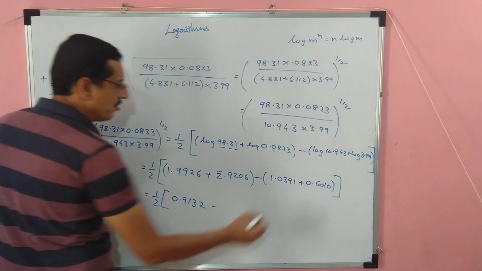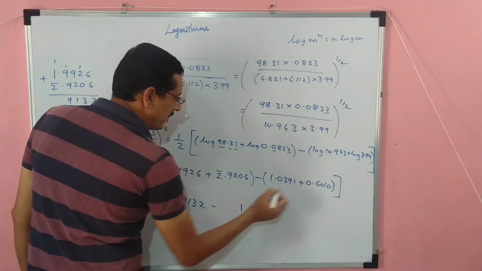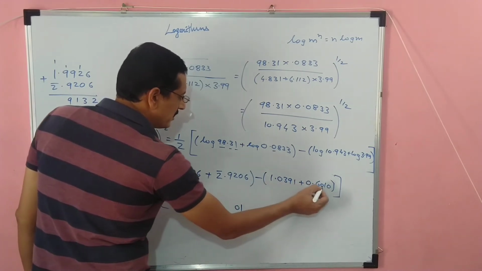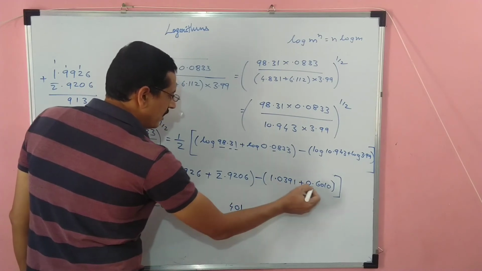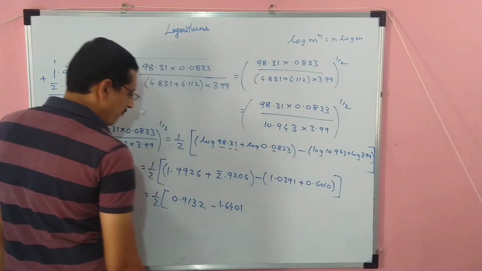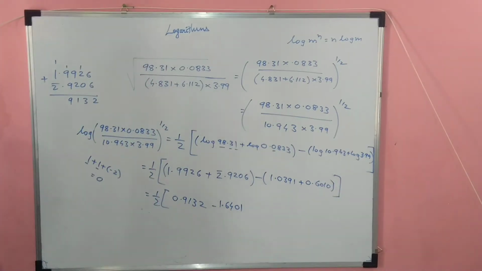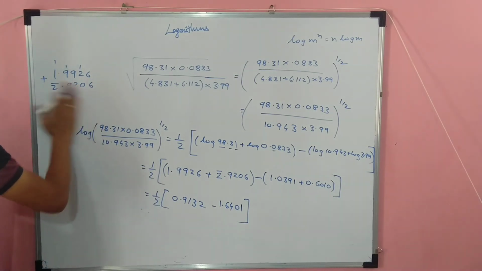Now do the addition of this. So 0 plus 1 is 1. 9 plus 1 is 10. So it is 3 plus 1 plus 0 is 4. It is 6 plus 0 is 6 and 0 plus 1 is 1. 1.6401. Now we have to do the subtraction of these two values.